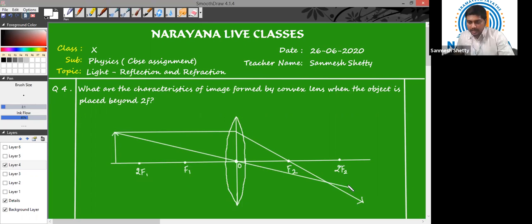Now see, where both the rays are intersecting, that will give me the head of my image. So at this particular point, I can draw an image. So just by looking at the diagram, what all conclusions we can draw is, first thing, the image size is less than the object size. That means image is diminished.